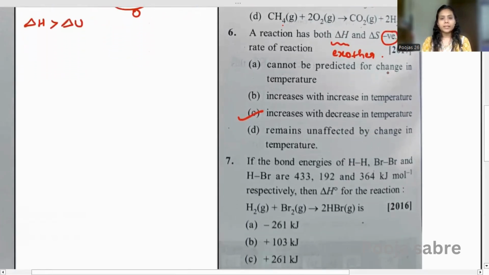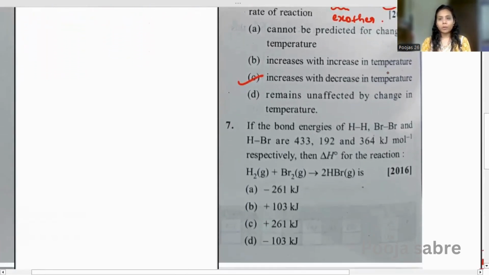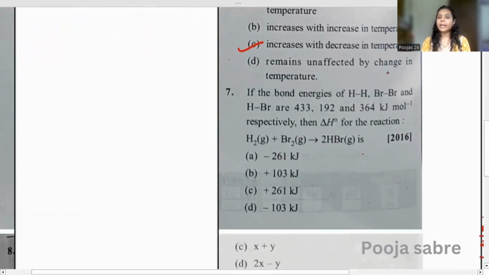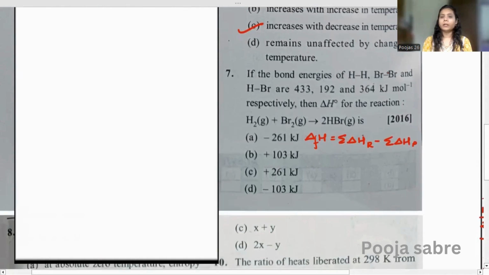The next one is the 7th. If the bond energies of H-H, Br-Br and H-Br are given to us, then find delta H naught for the reaction. What is the formula for the enthalpy of reaction using bond enthalpy? It is delta H is equal to the summation of bond enthalpies of reactants minus the summation of bond enthalpies of products. This is the formula.